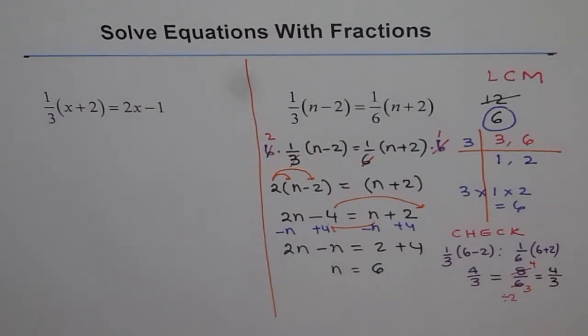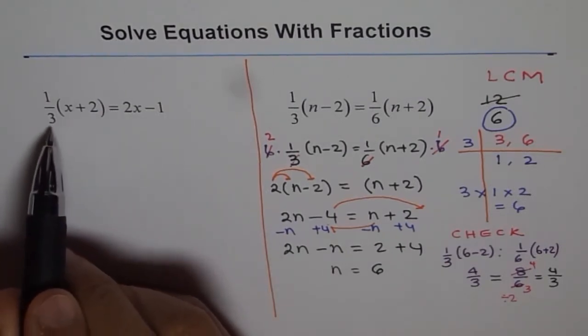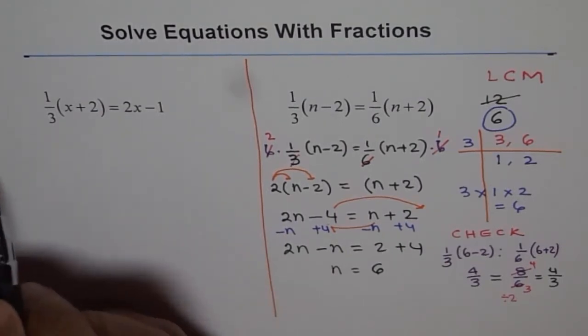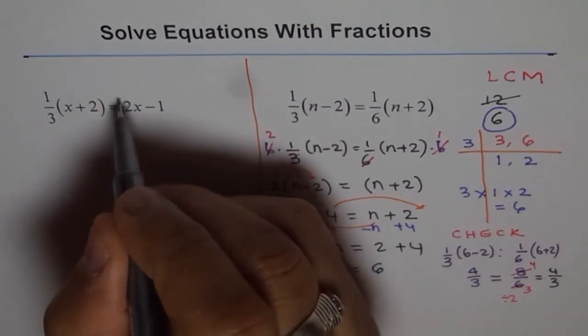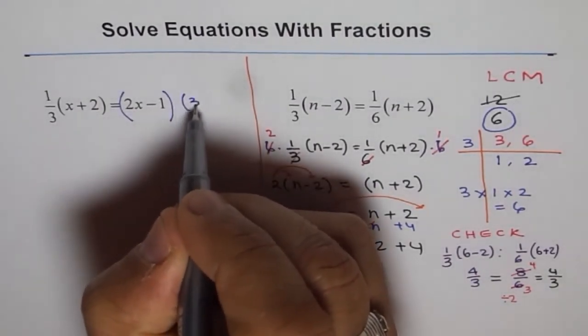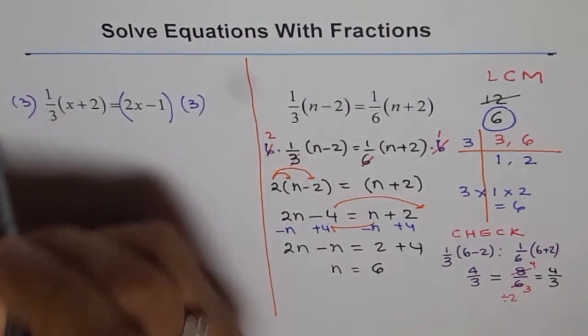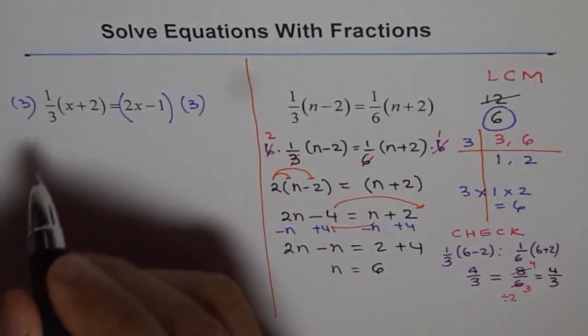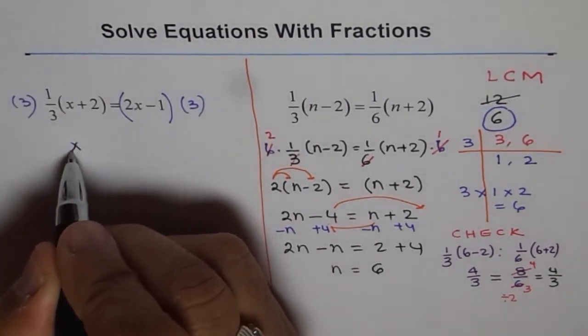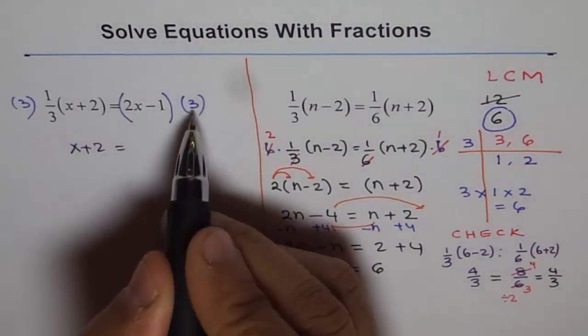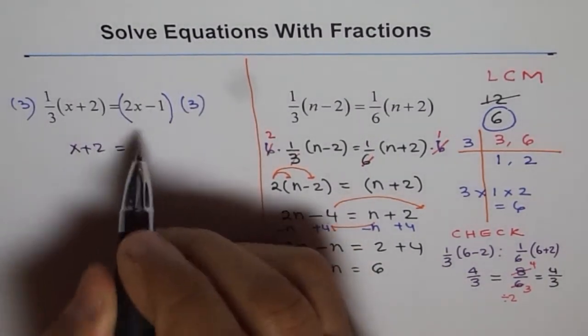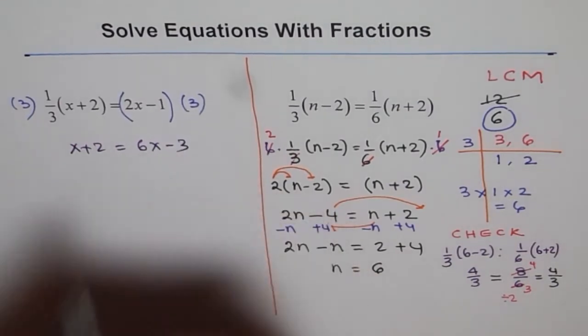Okay, so let me do this one also for you. Here, what do you think I should do first? First step is times 3 both sides, correct? So that means first step is times 3 both sides. That is what I mean, correct? So when I do that, what do I get? 3 and 3 cancel out. I get x plus 2 equals 3 times this. Let's open the bracket, which is 6x minus 3.